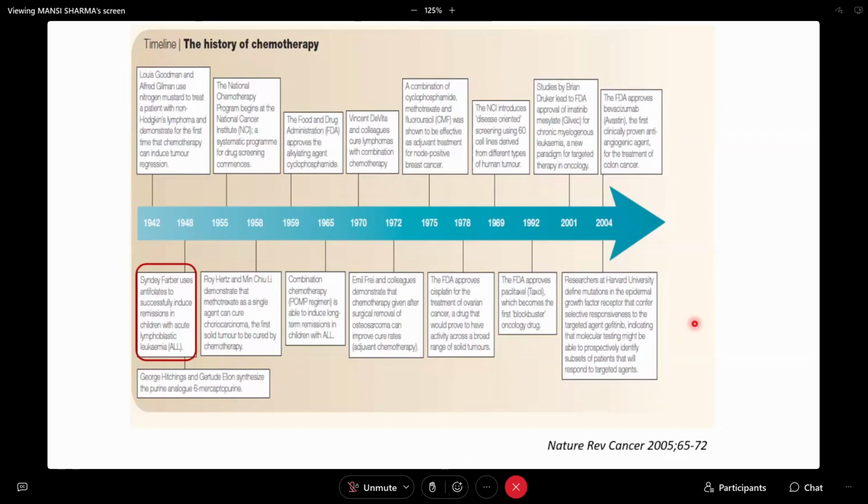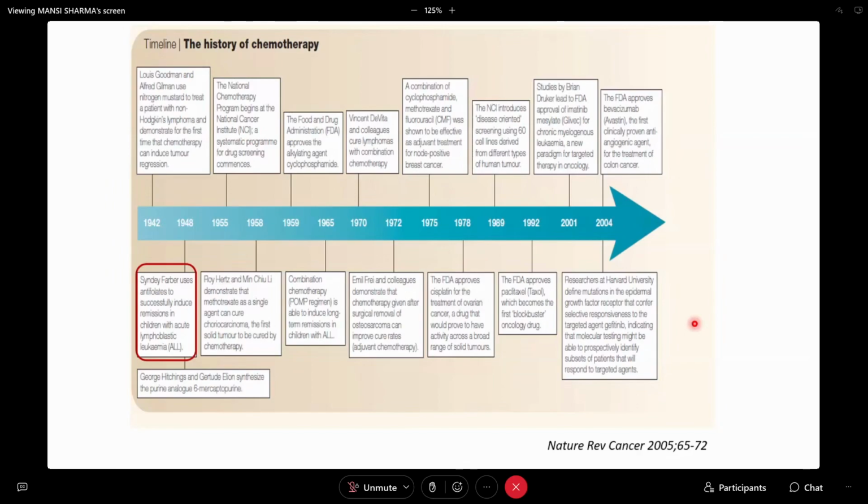Building onto that, Sydney Farber used antifolates to successfully induce remissions in children with acute lymphoblastic leukemia. Earlier, this disease was considered a death sentence. It was like type 1 diabetes before insulin came in. I'm not sure how many of you have read the book, The Emperor of All Maladies, but I would really recommend it. That tells the story very nicely, actually.